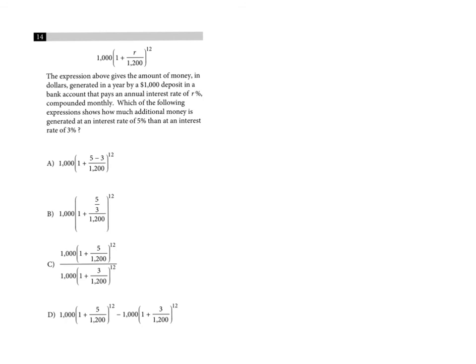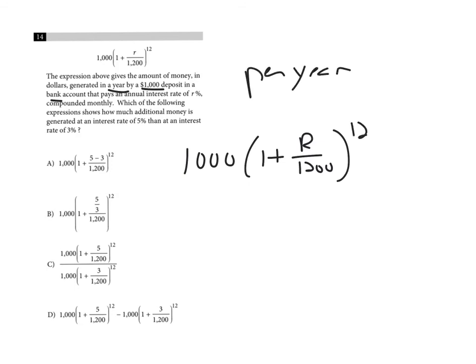Problem 14. The expression above gives the amount of money in dollars generated in a year by depositing $1,000 in the bank account. So this is how much money is generated per year if you deposit $1,000. It says R is the interest rate, compounded monthly. Which of the following expressions shows the amount of additional money that is generated when the interest rate is 5% than is generated when the interest rate is 3%?